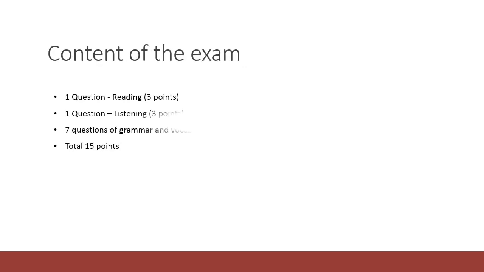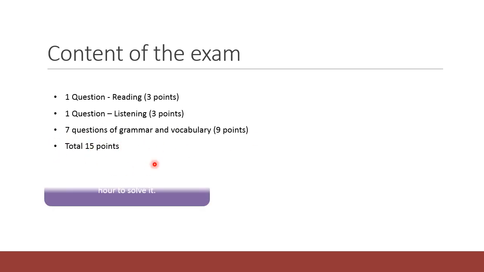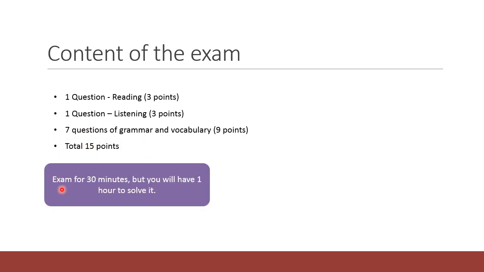Content of the exam. The exam will have the following questions. One question about reading for 3 points, one question about listening for 3 points, and 7 questions of grammar and vocabulary for 9 points. Total 15 points. The exam is prepared for 30 minutes, but you will have 1 hour to solve it.